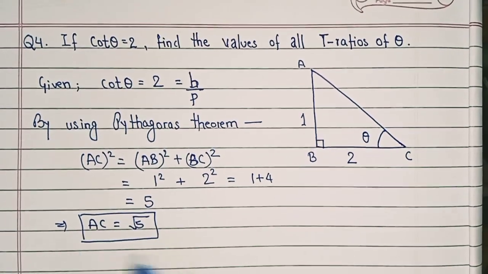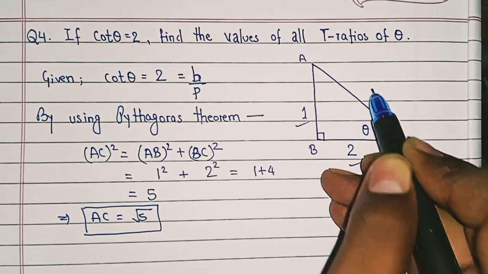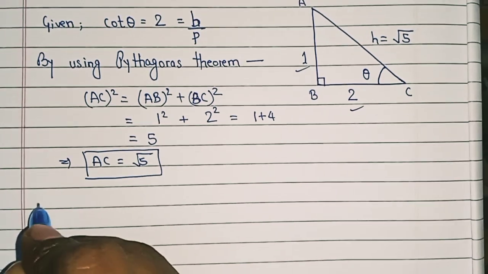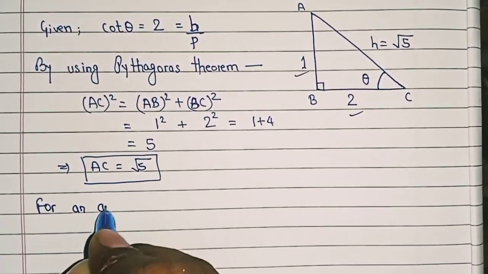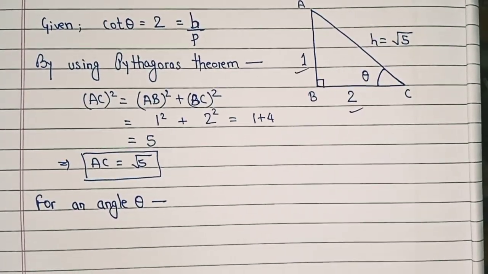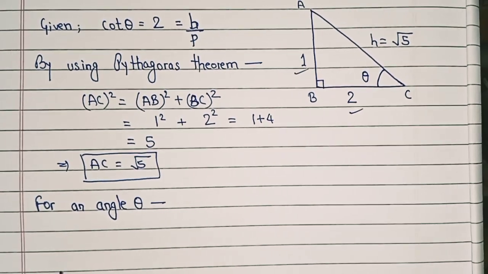Now we know perpendicular, base and hypotenuse, that is root 5. Now for an angle theta, we have to find all the values of t ratios for an angle theta.